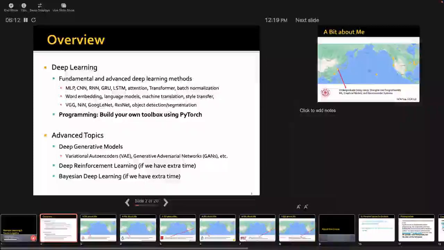And if we have time, we're going to talk about a little bit of deep reinforcement learning and a little bit of Bayesian deep learning. We'll see if we have time. Okay. So this is the overview for the course. Before I move on, any questions so far?